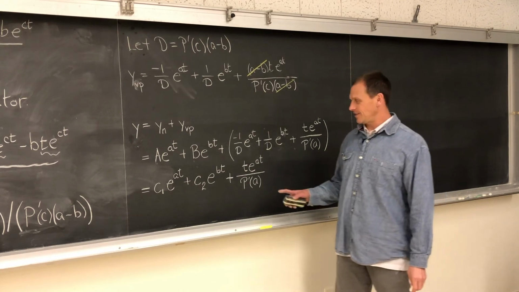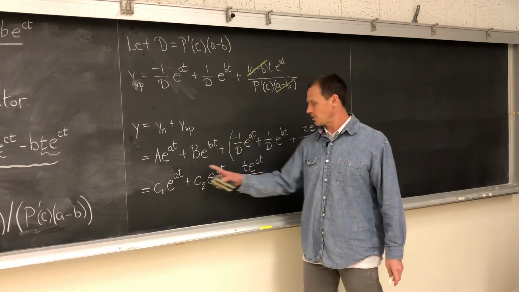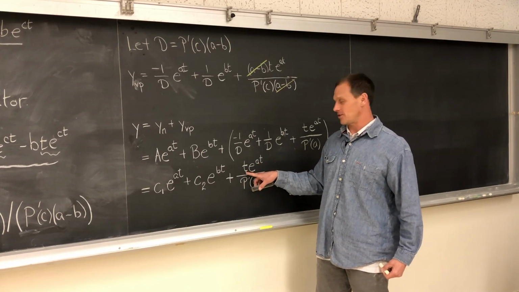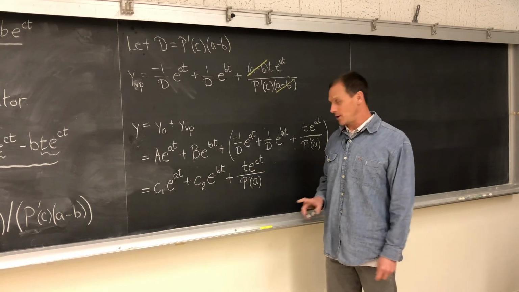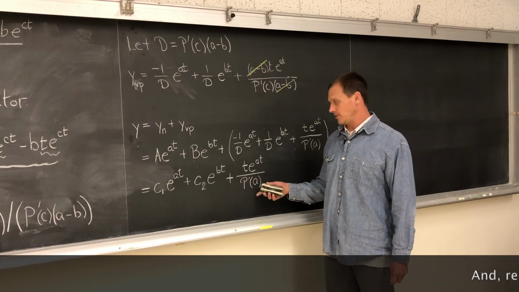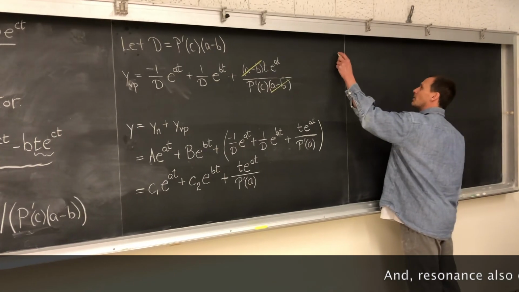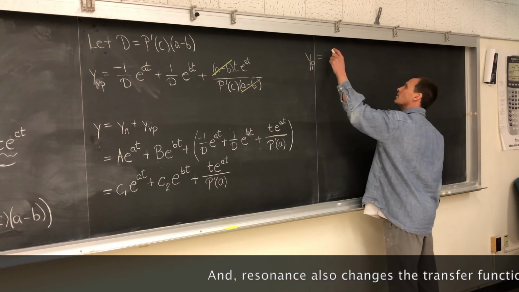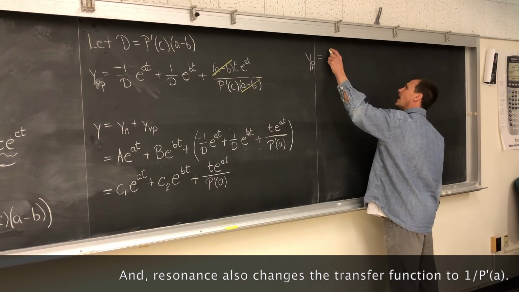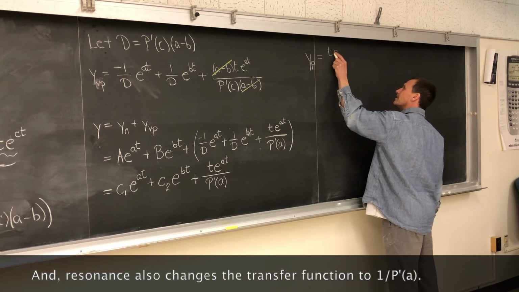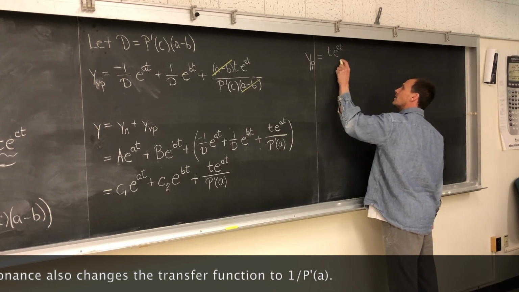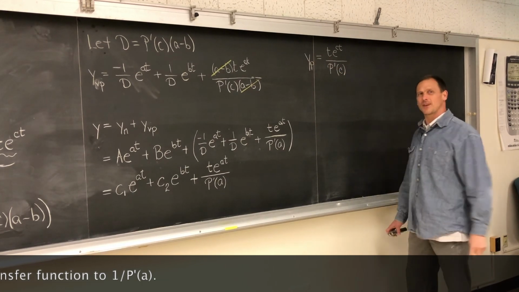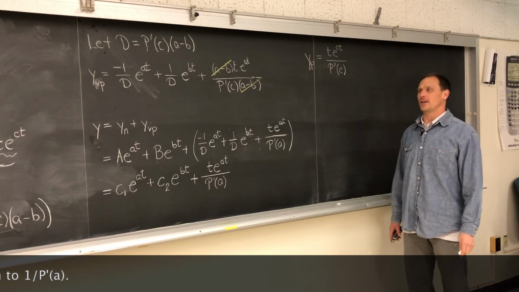When you have resonance, one of these terms, one of these solutions, match. When they match, it forces in this extra factor of t. And that's where this t comes from: resonance. And in general, remember, this whole problem started with a c, not an a. So we would have written our particular solution as t e to the ct over p prime of c.